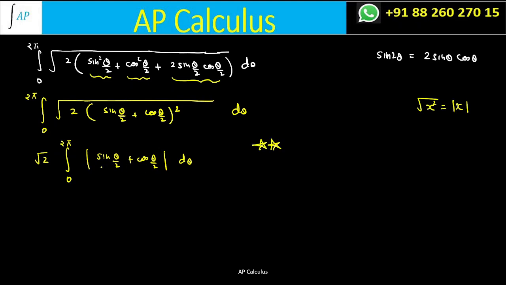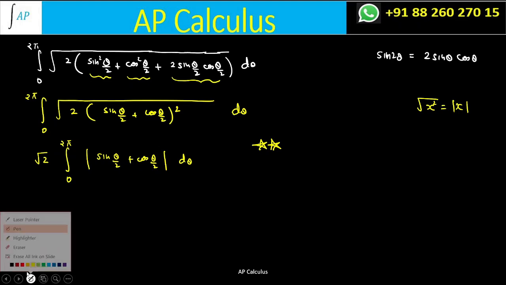Now we have to decide how we are going to open it. Just like in the previous one, here also we have to decide how we are going to open it, whether with the plus or minus. So theta is going from 0 to 2 pi. So in the 0 to 2 pi, sometimes it will be plus and sometimes it will be minus. Since these are two different trigonometric functions, let's convert them into a single trigonometric function.